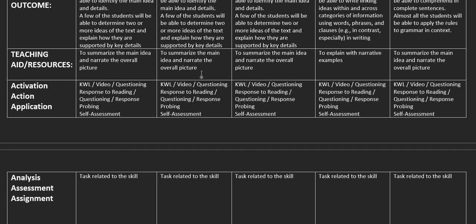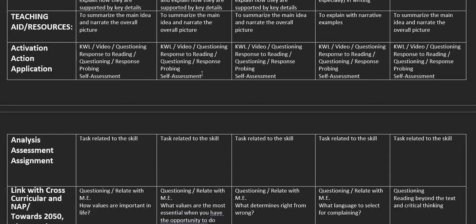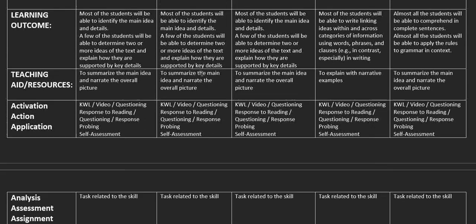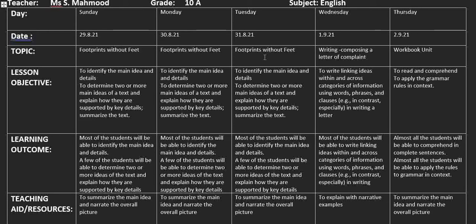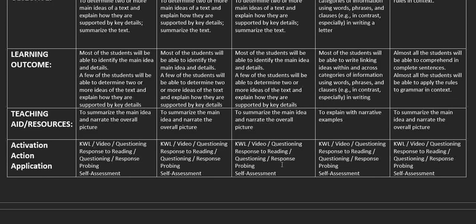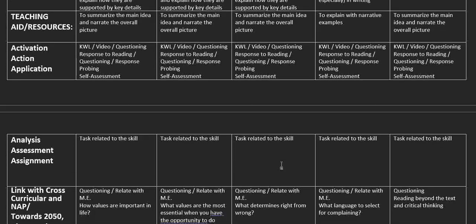So while you're reading, you should be able to pick certain areas where you find the main character has gone overboard and lacks value, and for which you would like to write a letter of complaint. So the main idea continues on the third day. The structure of the lesson for these 3 days is more or less similar. The main question is: what determines right from wrong?